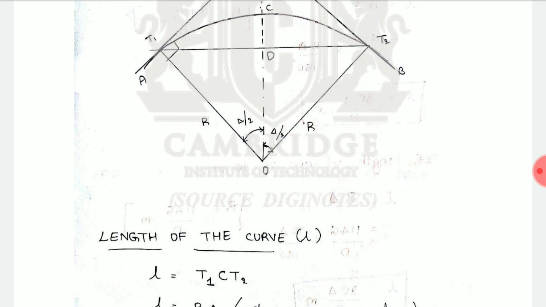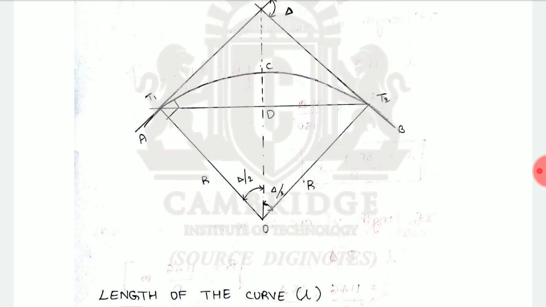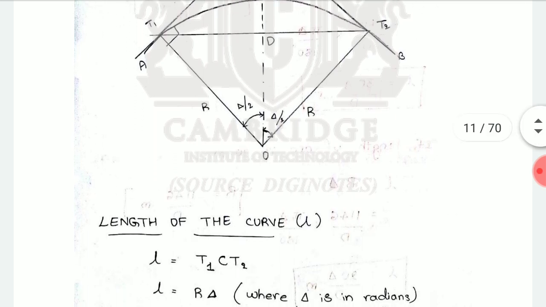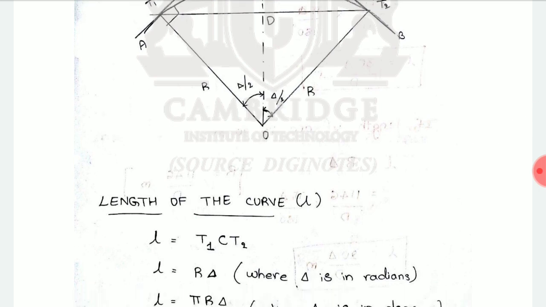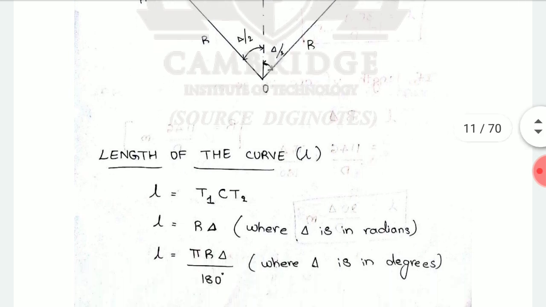Again I can simplify it as R into delta, since the curve is the arc of the circle. So length of the curve or length of the arc, we can write it as radius multiplied by deflection angle. R into delta will give you length of the curve, where delta is in radians. If I need to convert delta from radians to degrees, multiply by pi by 180 degrees. So length of the curve is equal to pi R delta by 180 degrees, where delta is in degrees.